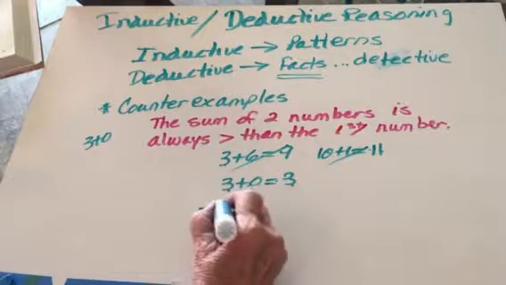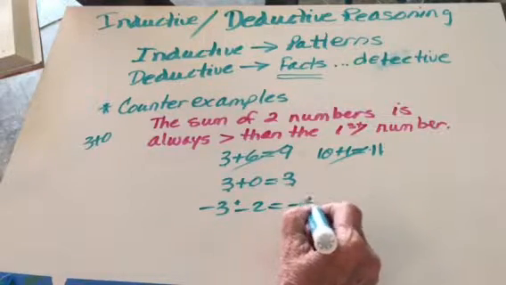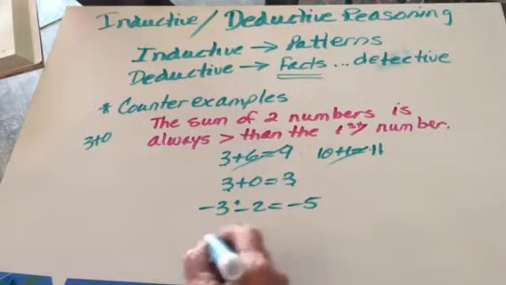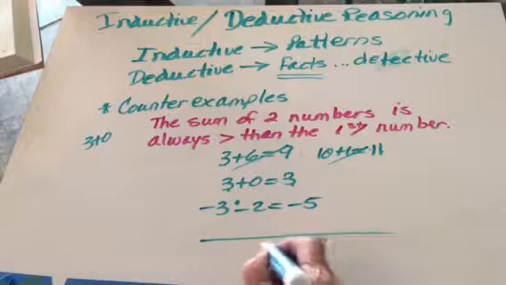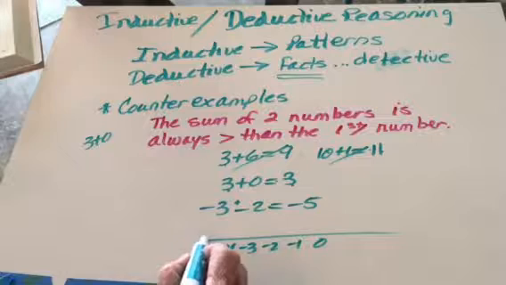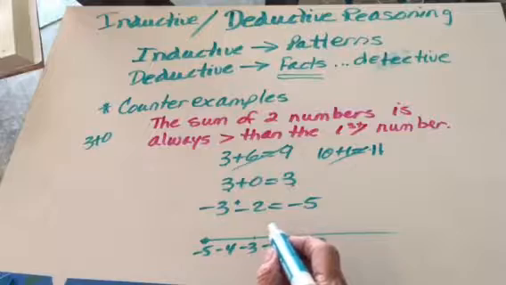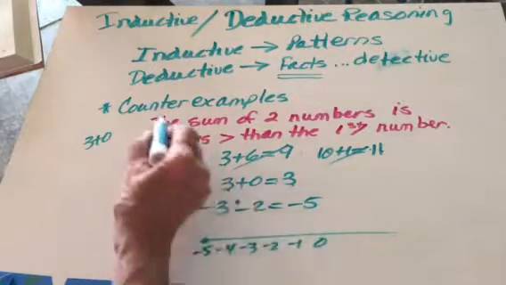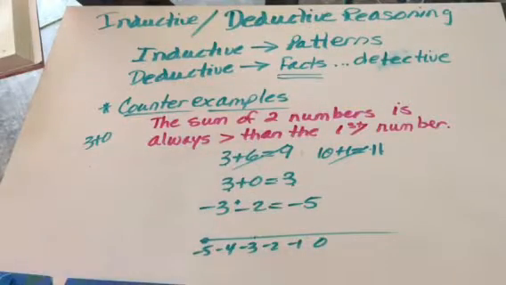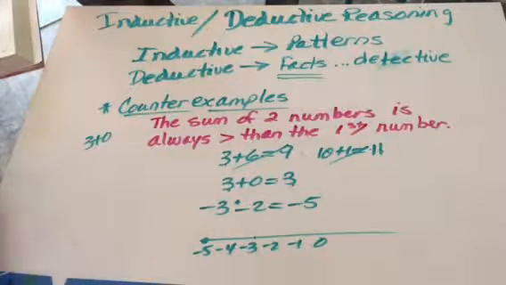What if I would say this? Negative 3 plus negative 2. Well, that equals negative 5. Is negative 5 bigger than negative 3? On the number line, we have 0, negative 1, negative 2, negative 3. Negative 5 is way down here. It's smaller than this guy. You see that? So there's 2 examples that show that this statement is not true. Because this statement says the sum of 2 numbers is always greater. No, it's not. Not necessarily.